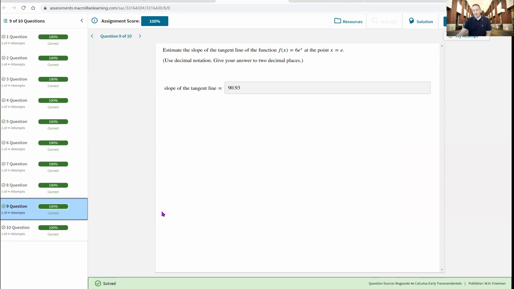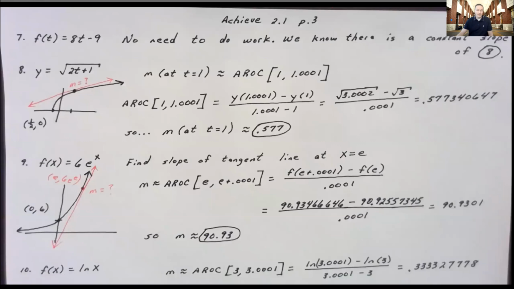For the next one, it's a very similar question. The problem I had was the exponential function 6e to the x, and it wanted to know the slope of the line tangent to this curve when x is equal to e.